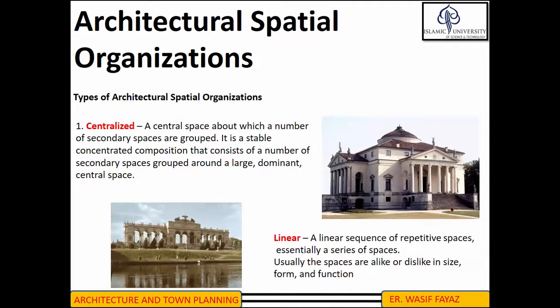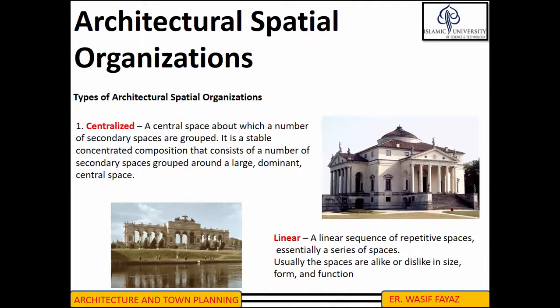A centralized organization consists of a number of secondary spaces grouped around a dominant central space that is generally regular in form and large enough to gather a number of secondary spaces about its perimeter.